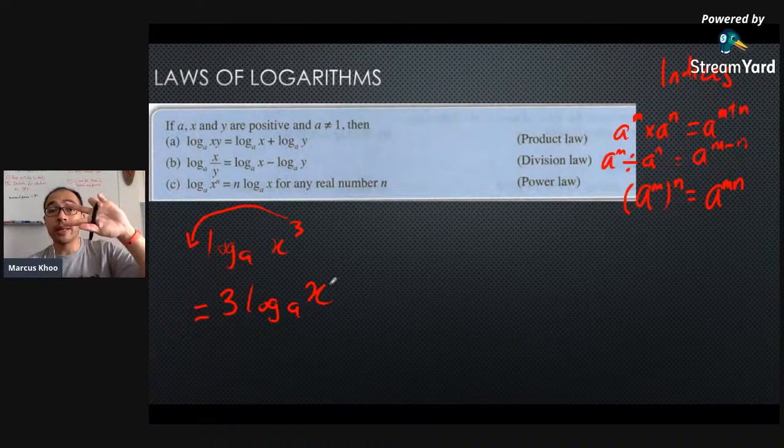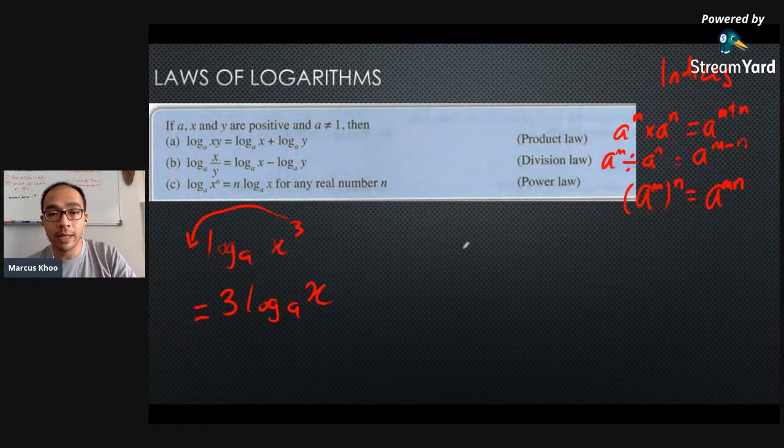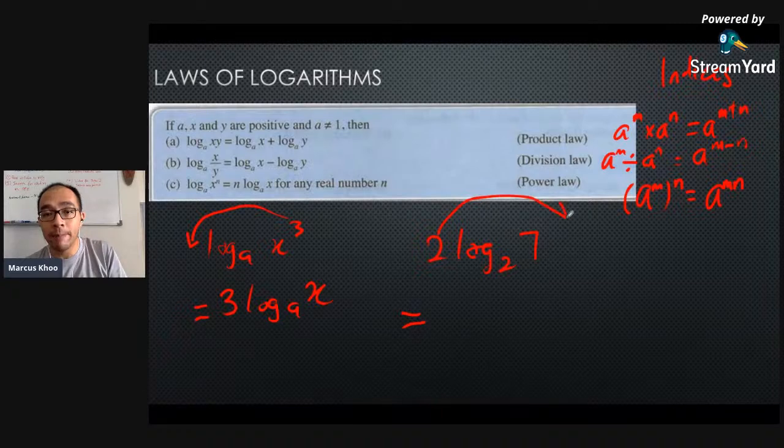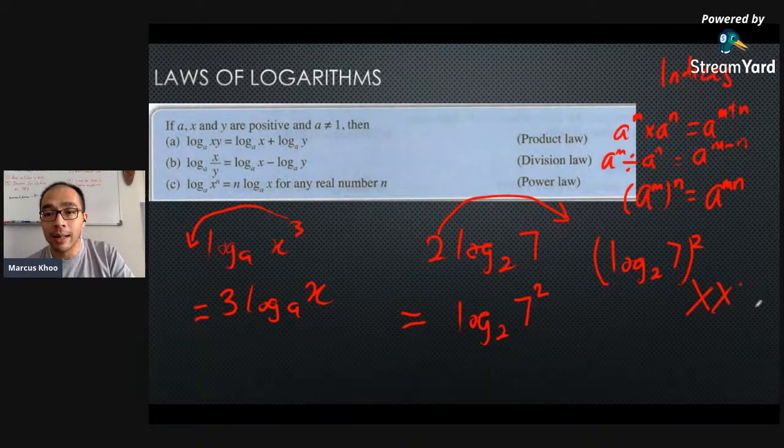And likewise, I can do it the other way round also. For example, if I have 2 log 2, 7, this is actually equal to, if I bring the power back up, log 2, 7 squared. Now log 2, 7 squared means the squared belongs only to the 7. Don't do this, this is wrong: 2, 7, the whole thing squared. This is wrong. The 2 that you bring up belongs only to the 7.